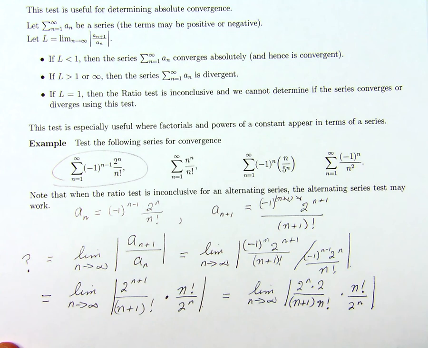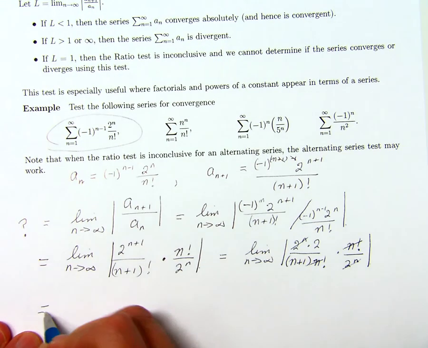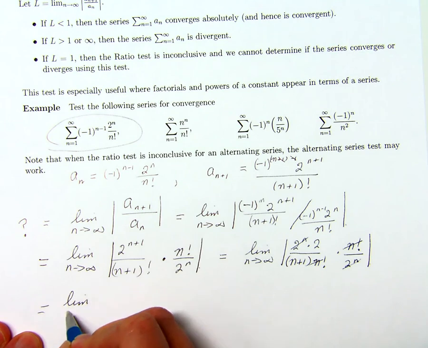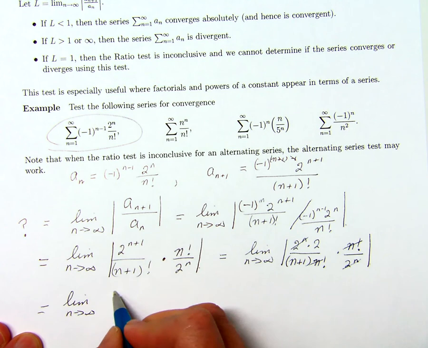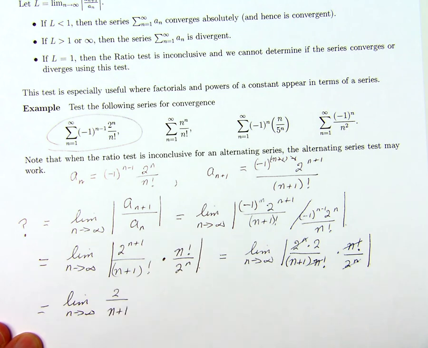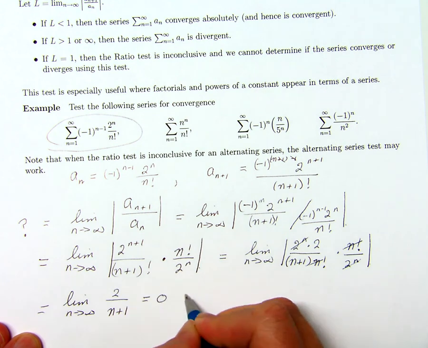And now you see the cancellation. So the n factorial cancels with that. 2 to the n cancels with that. And I'm left with the limit as n goes to infinity of the absolute value, but the absolute value is irrelevant here. It's 2 over n plus 1. And as n goes to infinity, that thing goes to 0.